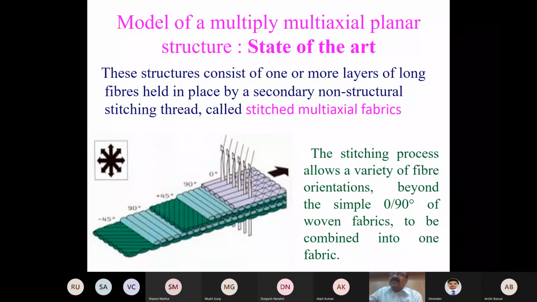So the biggest advantage which we get by this woven multi-axial versus these stitched multi-axial is delamination resistance. When a composite is made using this kind of stitched multi-axial structure and subjected to any impact loading or flexural loading, then individual layers get separated. We call it poor delamination resistance.